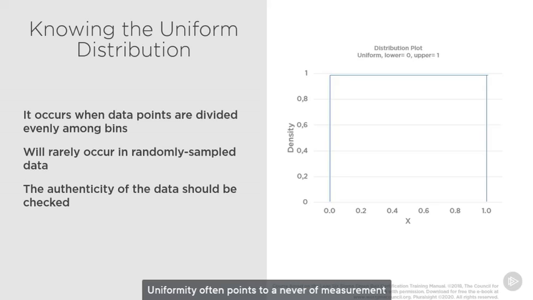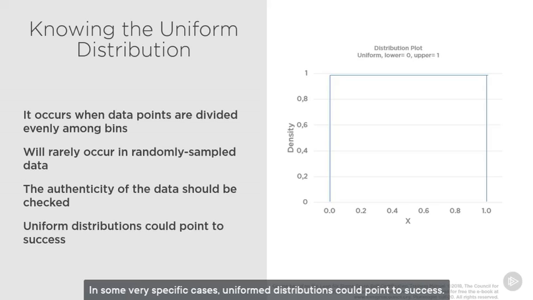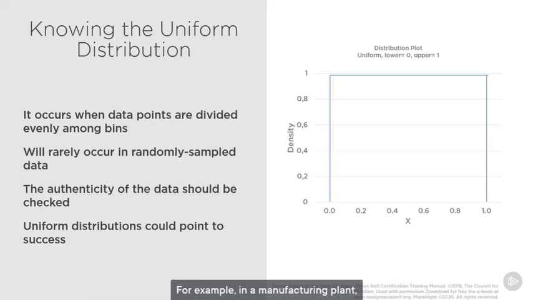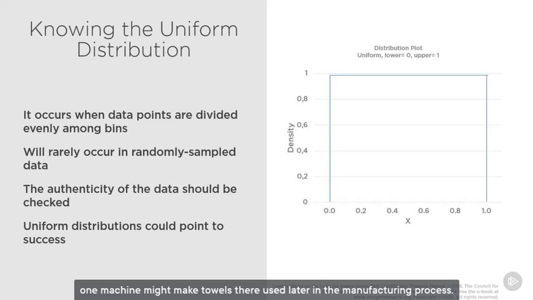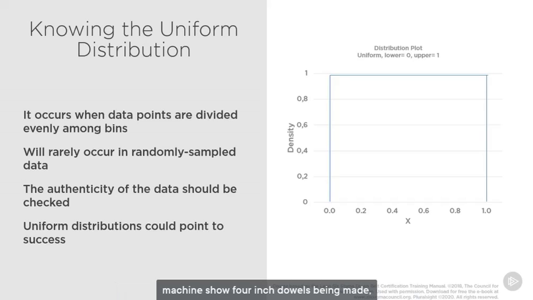Uniformity often points to an error of measurement, a problem with the measurement system, a non-random sample, or an issue with the process. In some very specific cases, uniform distributions could point to success. For example, in a manufacturing plant, one machine might make dowels that are used later in the manufacturing process. If the dowels must measure 4 inches for functionality later, and a random sampling of dowels across all time buckets for the machine show 4-inch dowels being made, then uniformity equals success.